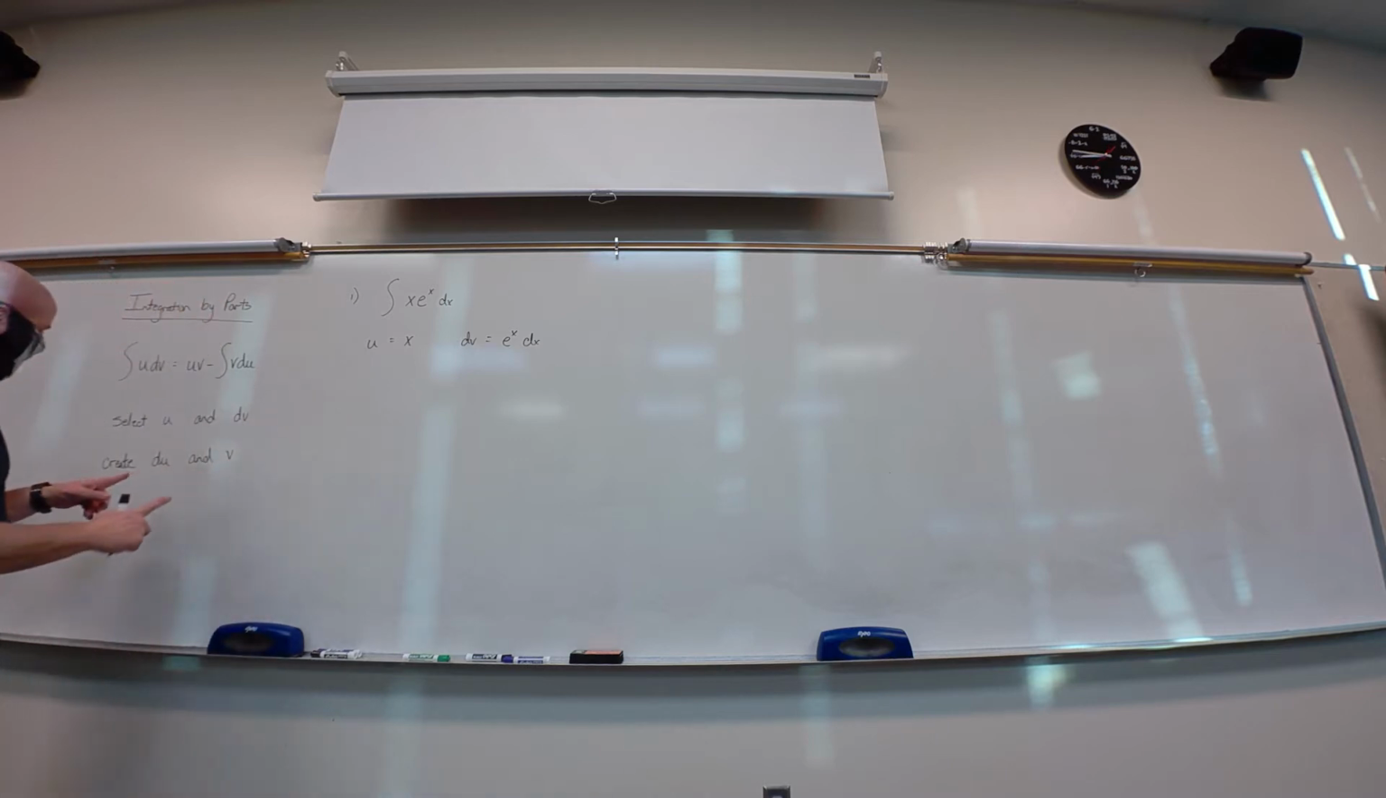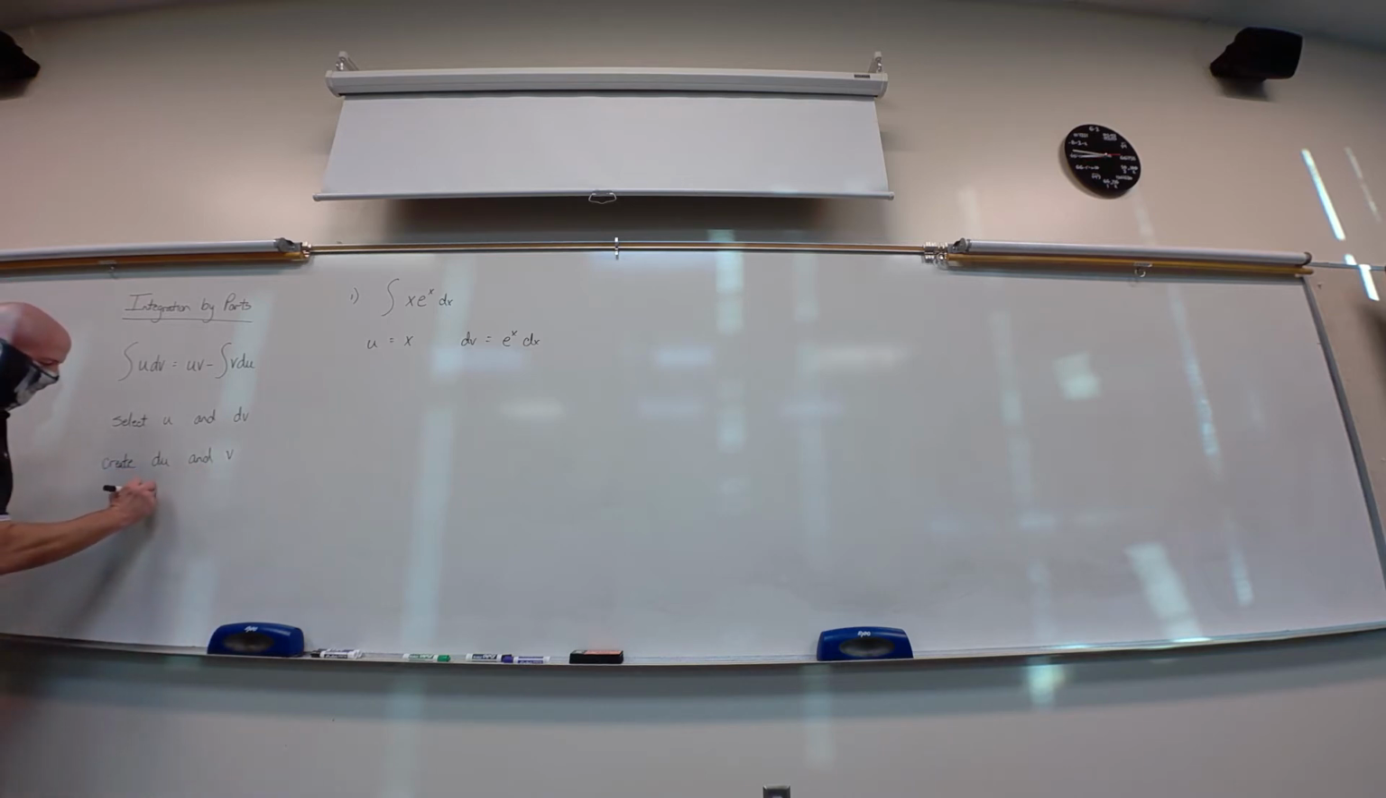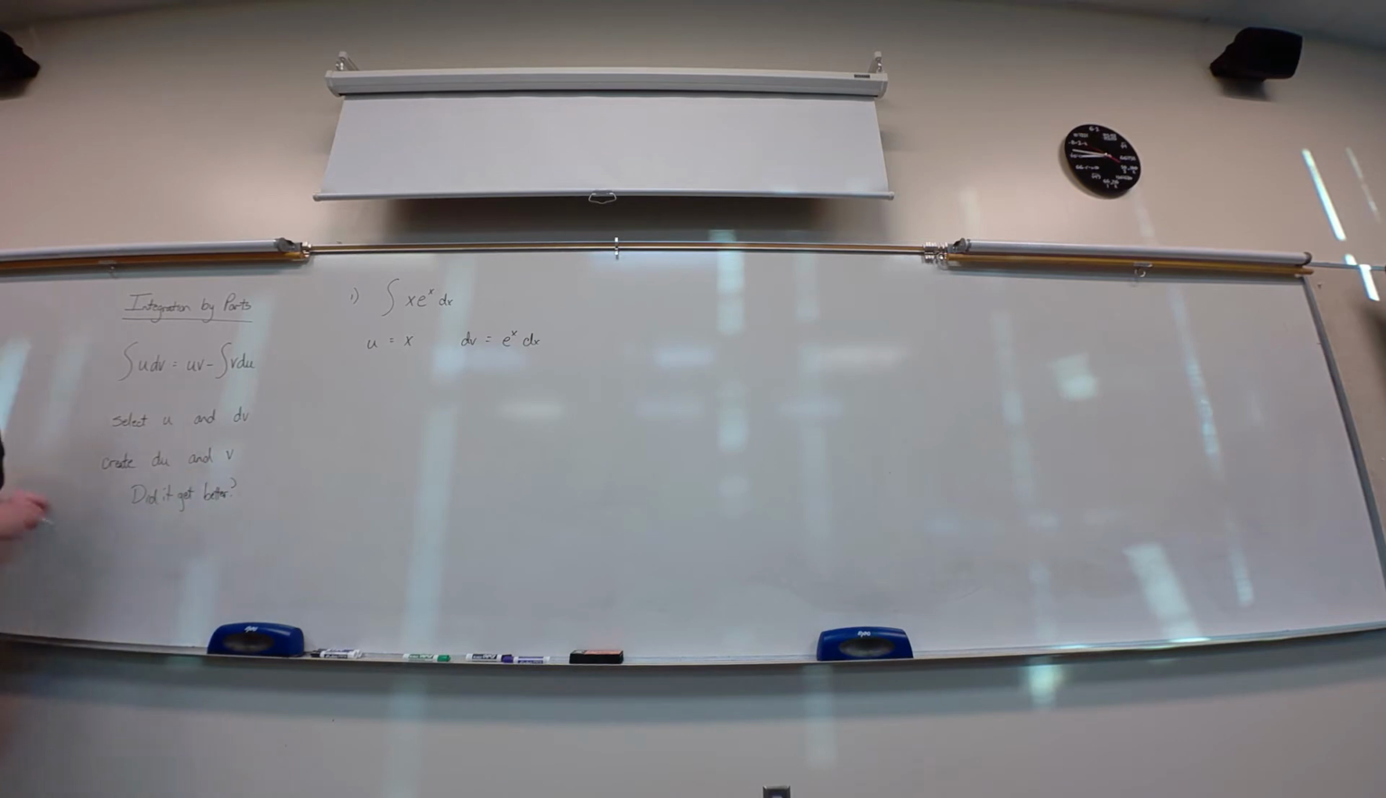We're going to then create our du, create our v, and then ask ourselves, did it get better? When I rewrite my new integral, if it didn't get any better, I chose wrong. Okay? It doesn't mean it's going to be easy. It better look better than the original. Easier than the original.